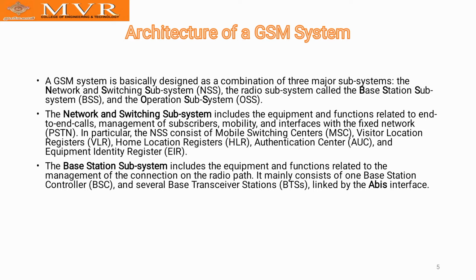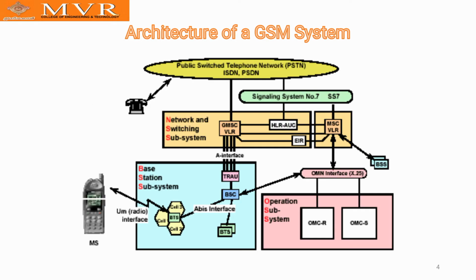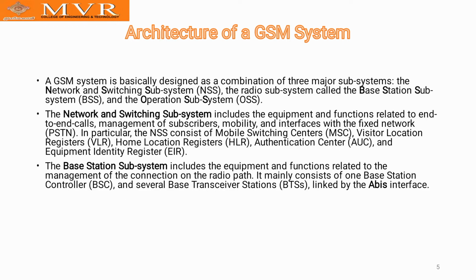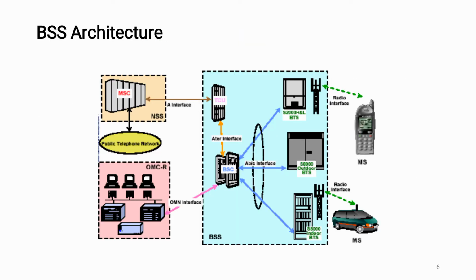The base station subsystem includes the equipment and functions related to the management of the connection of the radio path. It mainly consists of one base station controller and several base transceiver stations linked by the Abis interface. See here, the Abis interface will interact with the BTS and BSC to communicate over the GSM user mode radio interface.